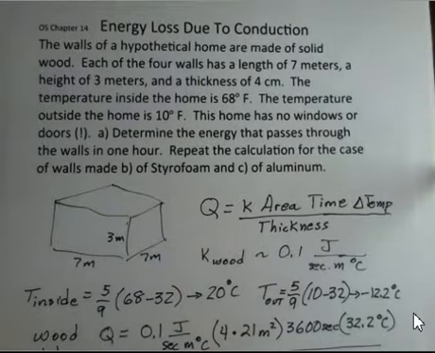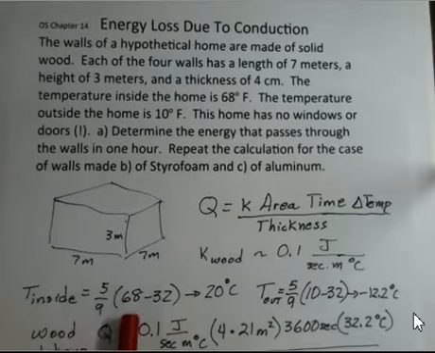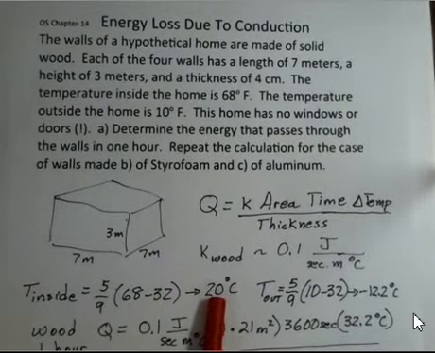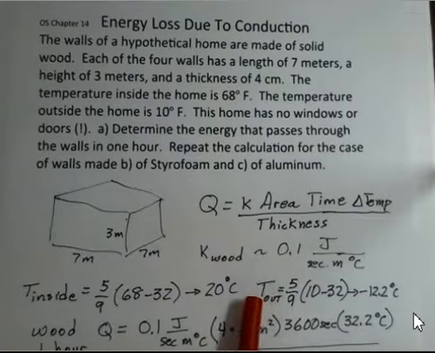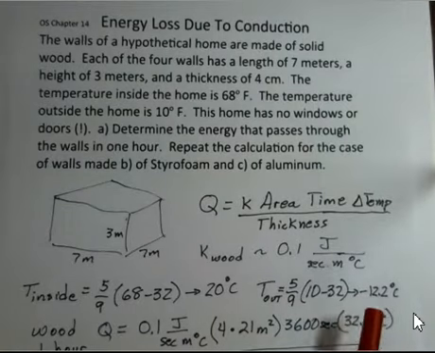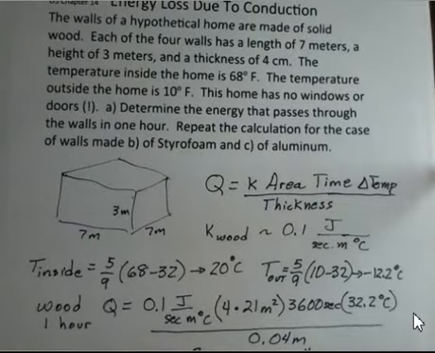So the way we handle that is the temperature inside in Celsius is going to be 5/9 of the quantity 68 minus 32. That's 20 degrees Celsius. Same conversion for the 10 degree Fahrenheit temperature. Now in Celsius, we're at a negative number, minus 12.2 degrees Celsius. We're below the freezing point of water. So let's do this calculation for wood, and we're doing this for 1 hour.